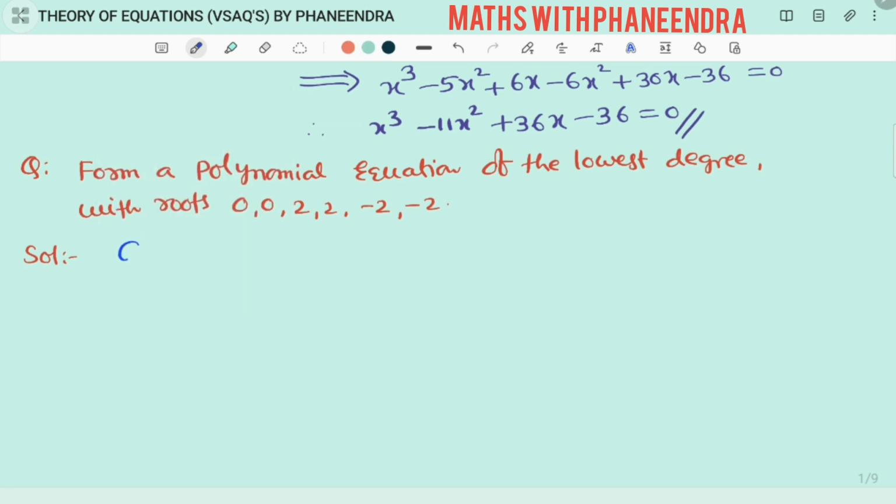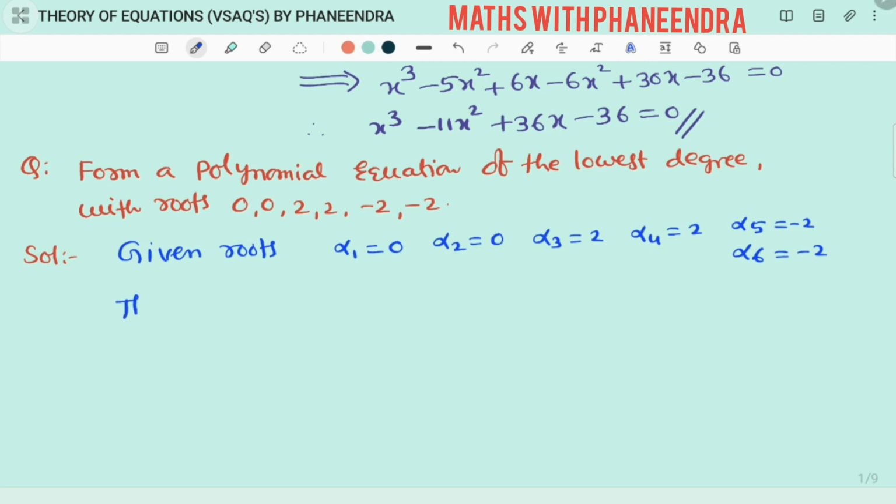So first, given roots: alpha 1 is equal to 0, alpha 2 is equal to 0, alpha 3 is equal to 2, alpha 4 is equal to 2, alpha 5 is equal to minus 2, and alpha 6 is equal to minus 2. So alpha 1 to alpha 6, 6 roots are there. So what is the required equation of polynomial?